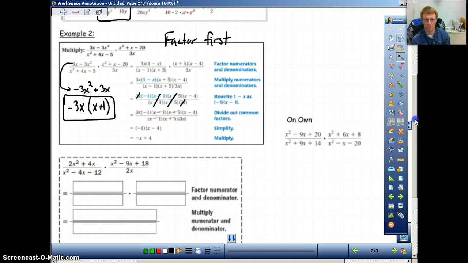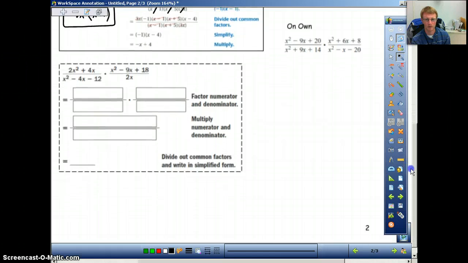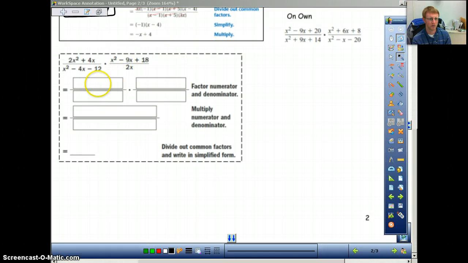Okay, so let's look at one that we're actually doing step by step. Again, these ideas are pretty similar. Factor, factor, factor, don't need to factor, and then multiply and then cancel out. So here we go. 2x squared plus 4x. Factor that. We're going to pull out a 2x, and what we're left with on the inside is x plus 2.